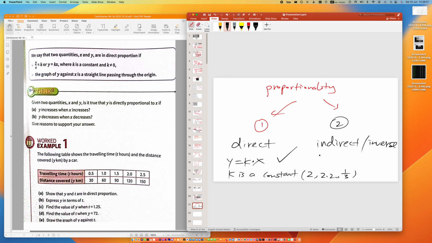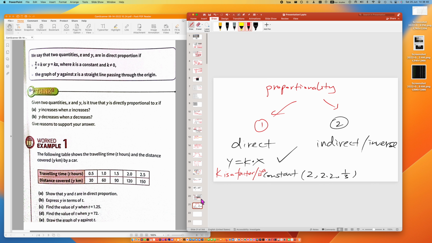Y and x, they are the two items. Then k is the factor and it's a constant. So you can call this a factor. K is a factor and is a constant. So next time when you have a direct relationship, you use the formula y equals kx.